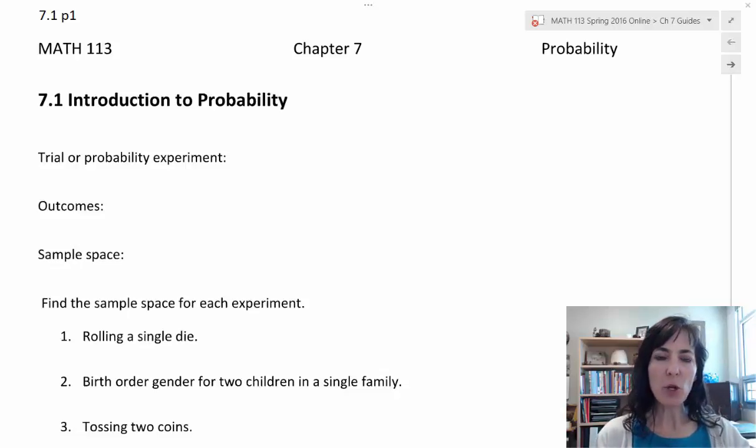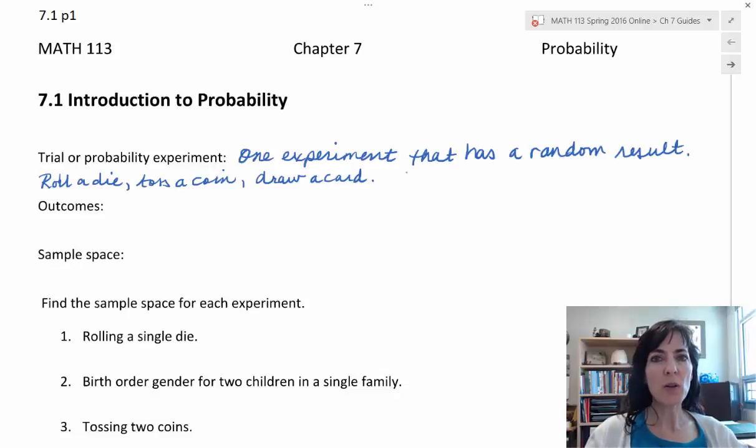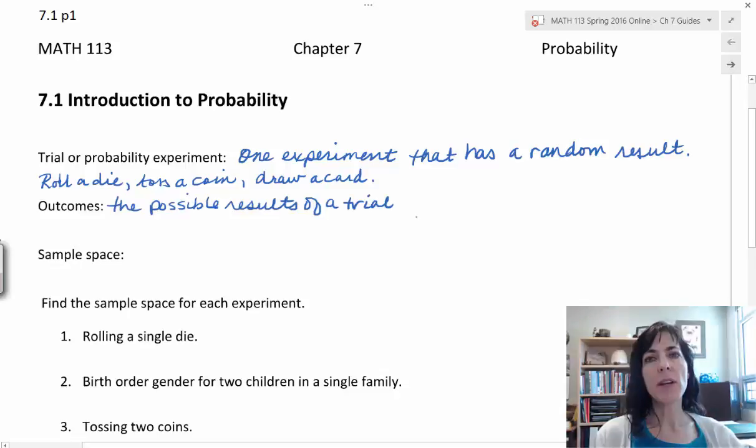So first, some terminology. The first thing that we need to talk about is a trial or a probability experiment. A trial or probability experiment is one experiment that has a random result. So you can't predict with 100% certainty what's going to happen if you do the actual experiment. Some examples are roll a die, toss a coin, or draw a card from a deck of cards.